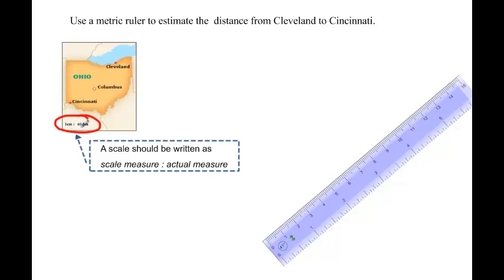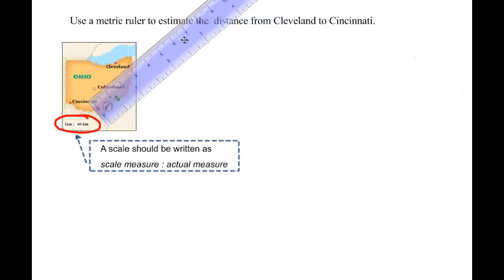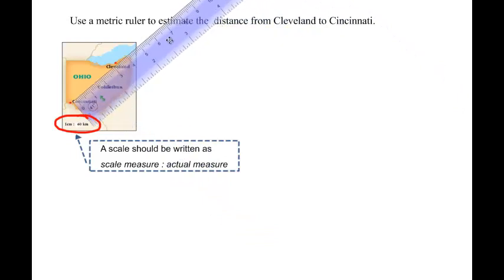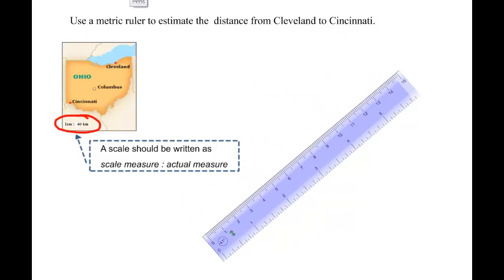So when you see 1 centimeter to 60 kilometers, your actual distance is 60 kilometers for every 1 centimeter you measure it out. So if I want to know the distance from Cincinnati to Cleveland, I'm going to have to grab this ruler and measure that on my map. All right, lining that up, it looks like it's about 3, yeah, check this out on your own notes, about 3.5 centimeters. That's on my map. So 3.5 centimeters, let me just jot a note of that.